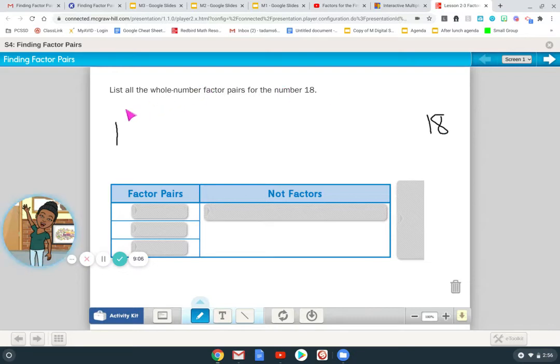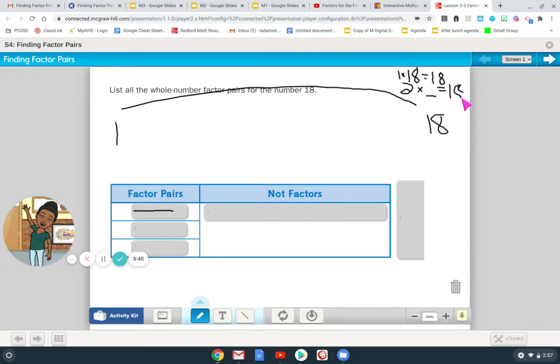Let's remember to draw our arc. 1 times 18 equals 18 because we know 1 times any number is always and forever the other number. So 1 times 18 equals 18. So going in order on our number line, after 1 we have 2. Is there a number? So 2 times blank equals 18. Is there a number when multiplied by 2 equals 18?